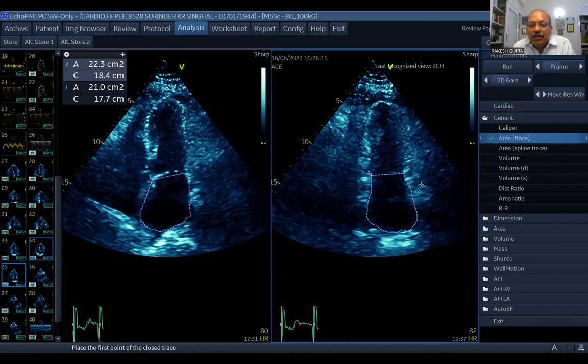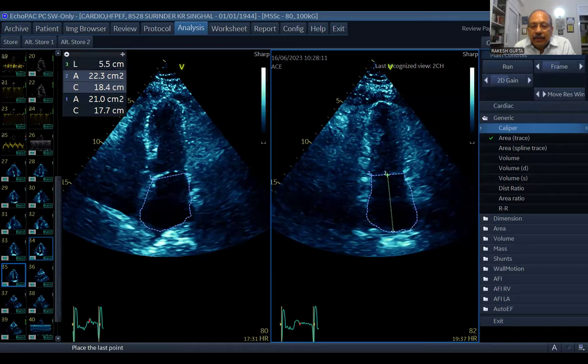Okay, sir. Now I'll take a length. I'll draw a length of this patient with the caliper. One length, second length. One length is, sorry, 5.3, and the other is 5.5. So this is 5.3, this is 5.3, this is 5.5. So I'm going to use 5.3 as the dimension.